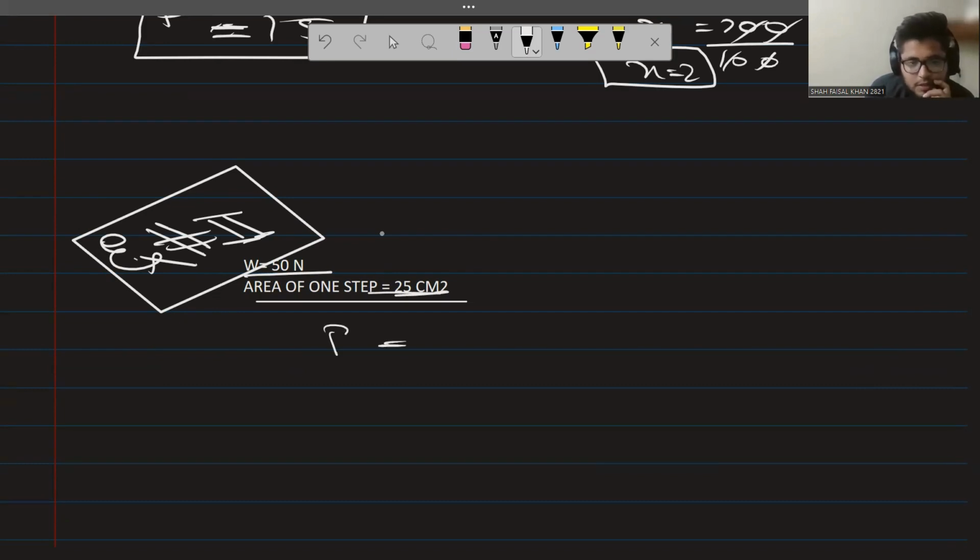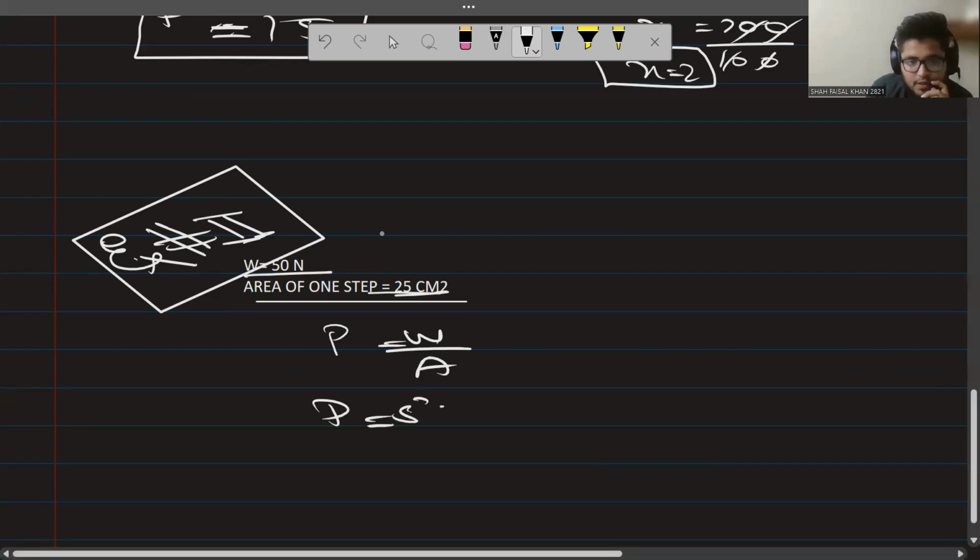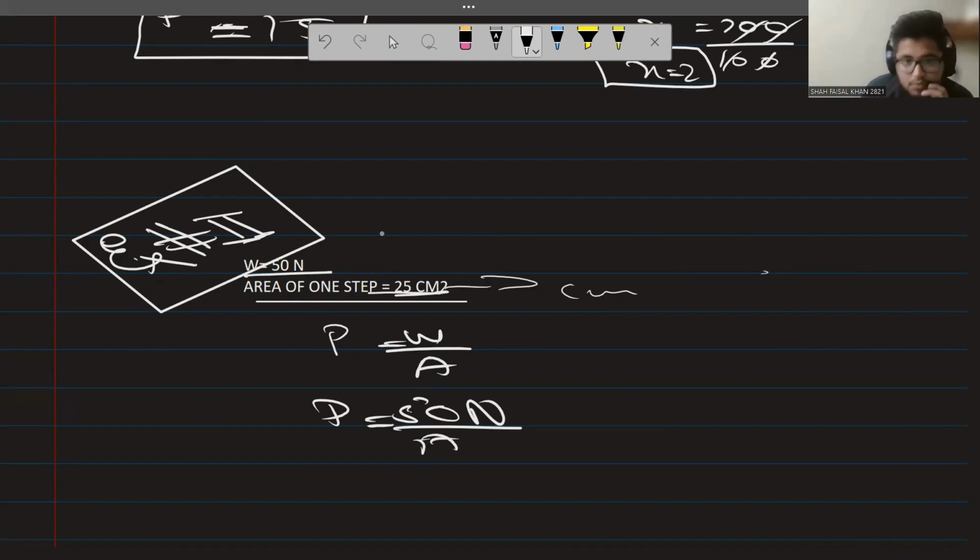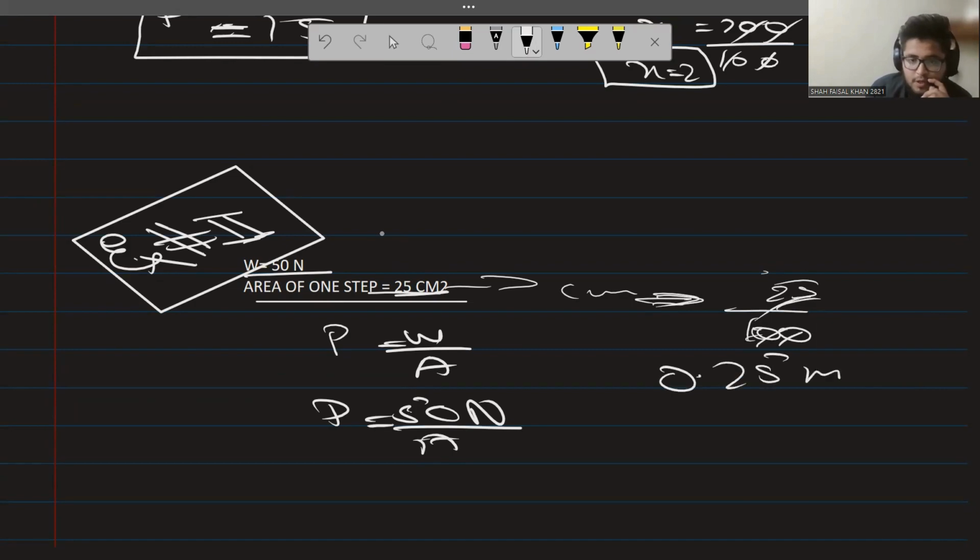Okay. As P is equal to W upon A, right? So P is equal to W, which is 50 Newton, upon A. A is known, but we have to change it into meters. So for this, we have to convert this 25 centimeter square into meters. We have to divide it by 100, 25 divided by 100, and it will be 0.25 meter.